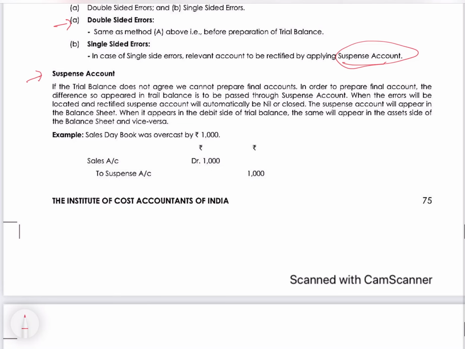But we have to scrutinize where these mistakes have appeared from, and we have to rectify them further. But this is a temporary adjustment we will make. Okay. So suspense account is a balance sheet item. It will appear in the balance sheet if it has not been rectified till the end of preparation of financial statements.